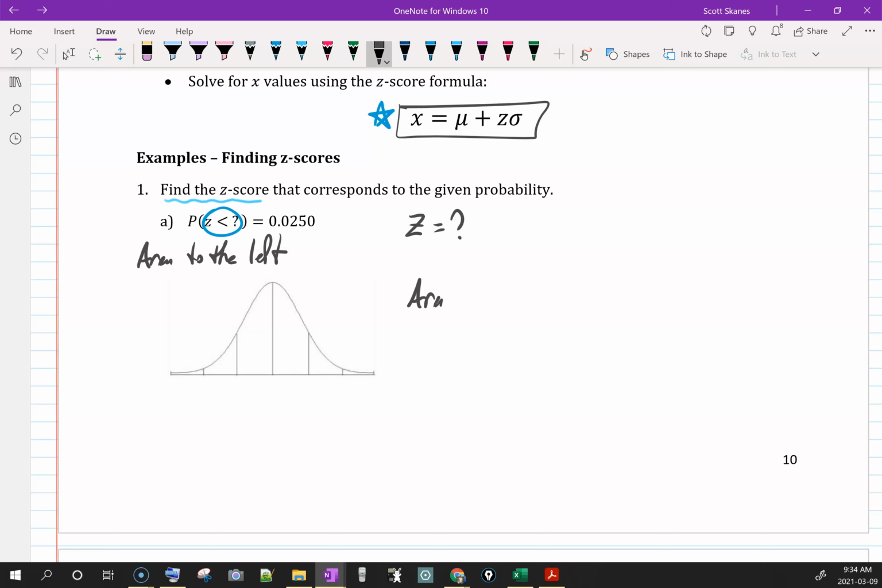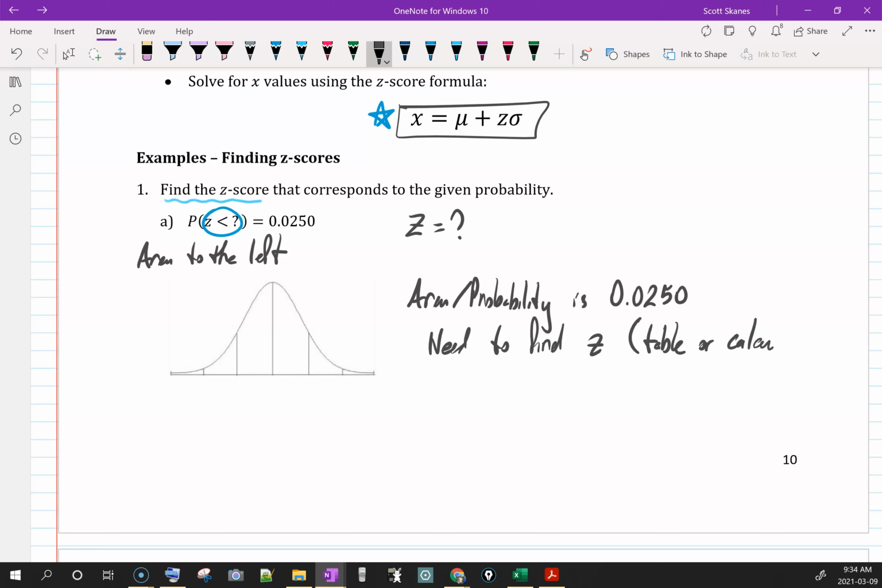So what we have, the area, or the probability, is 0.0250. It's important to note that we don't have a z-score, we have a probability. We're going to use the z table to find z, or a calculator. So we need to find z. You can use a table or a calculator. And just to save some time, it's COVID after all, let's just use the calculator. So the probability at a certain z-score is going to be 0.0250. That means that our z-score can be found using our calculator.